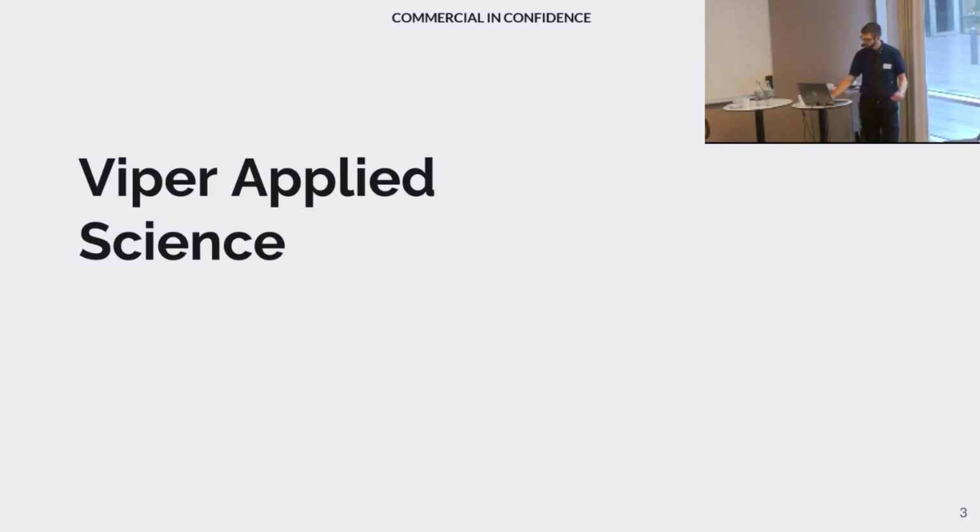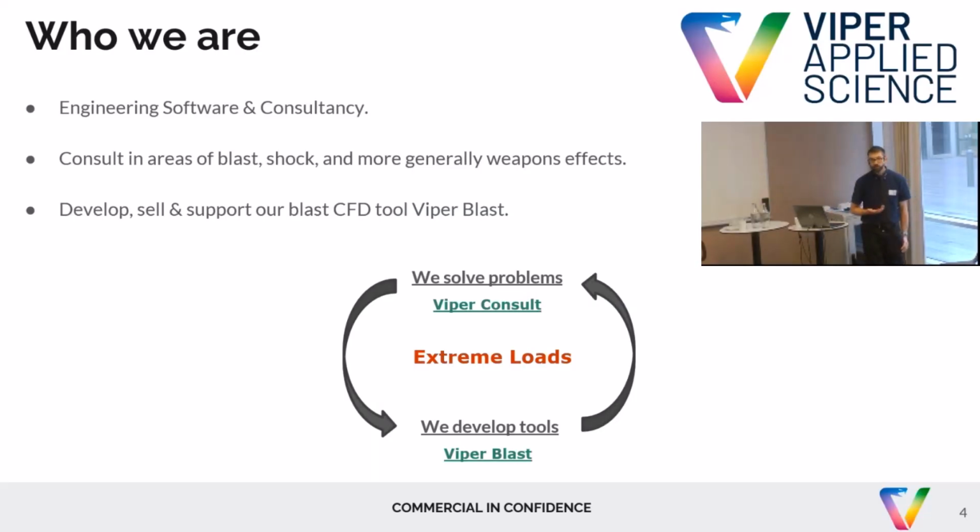So first of all, who are we? In general, we are a software engineering and consultancy firm. Our focus is historically and typically in the areas of blast, shock, and generally weapons effects. Right now, our primary software that we develop and sell is a CFD tool called VIPER Blast, which is an air blast code. Because we do both consulting and software development, we get this nice feedback loop where we talk to our clients, they tell us what else they need, then we can develop it into our code, and it just keeps improving our software capabilities and our consulting abilities.